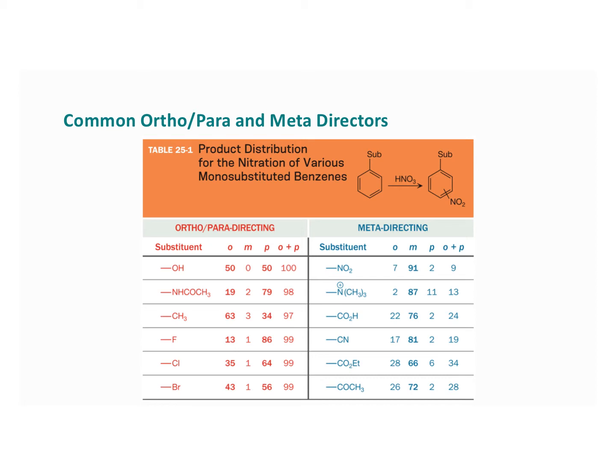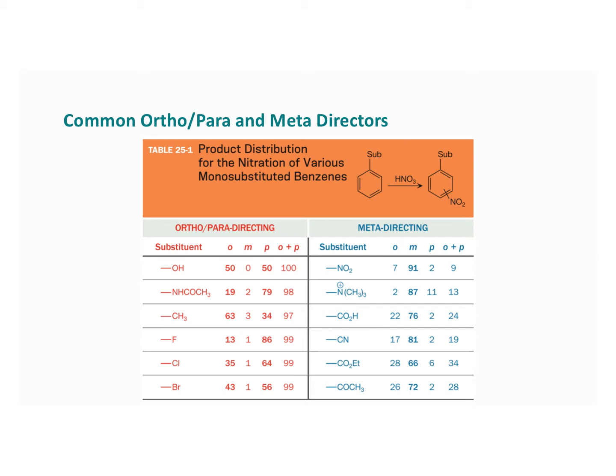To help with this, they've got a third column, which is showing you the ortho plus the para percent yield, like the yields here. So this is, for example, 50-50, and that gives you 100. This is 19 plus 79, and that gives you 98. So just heads up there.